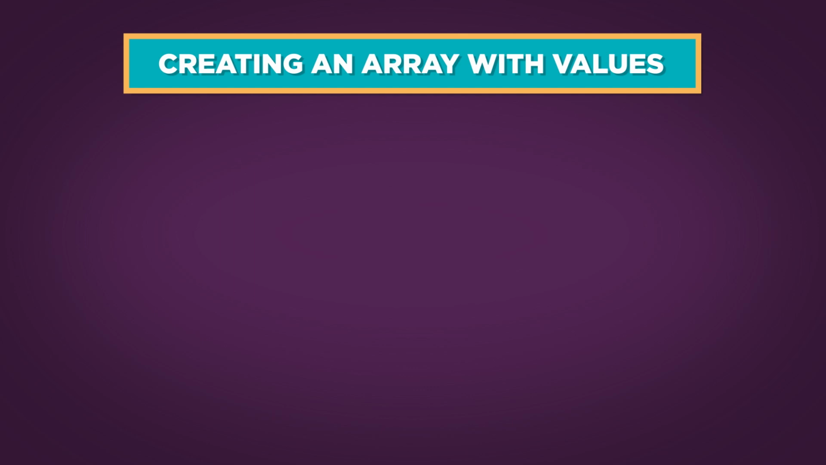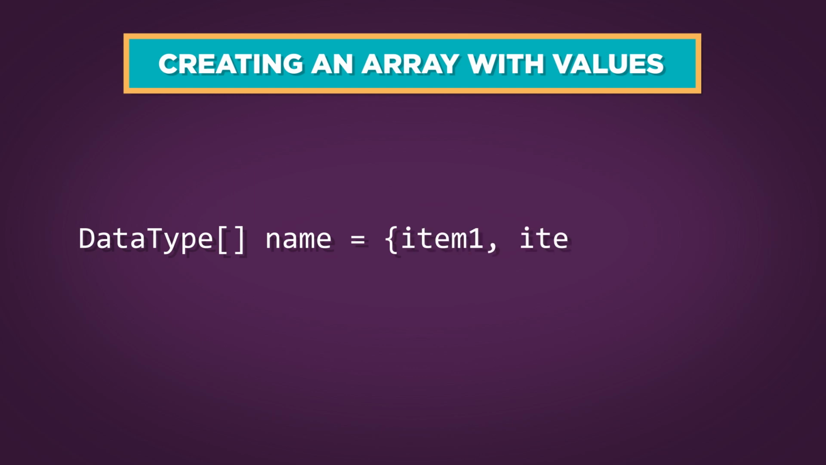Alternatively, we can create an array that already has all of its values assigned. We'll set up the array the same way as before, but after the assignment operator, instead of writing new, we put a pair of curly braces. Inside of the curly braces, we write each of the values we would like to store in our array.